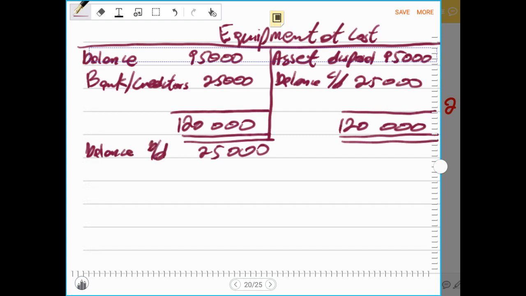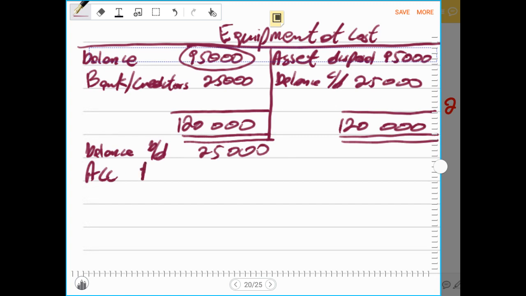It means once again, in the PPE note, the opening balance of equipment must be 95,000 rands, and the closing balance at the bottom of the PPE note must give us 25,000 rands, because the cost of all the equipment that we had was 120,000 rands, but the 95,000 cost of equipment was disposed of, hence the remainder becomes 25,000 rands.